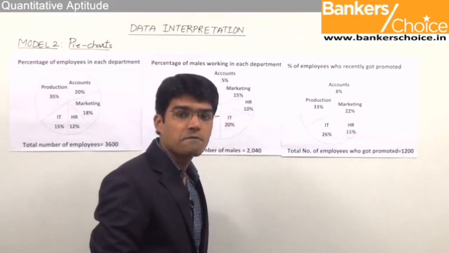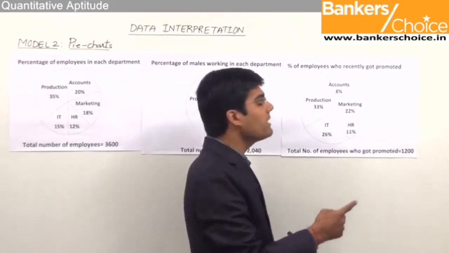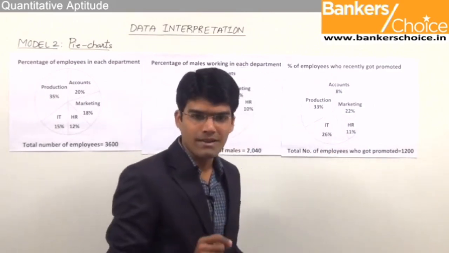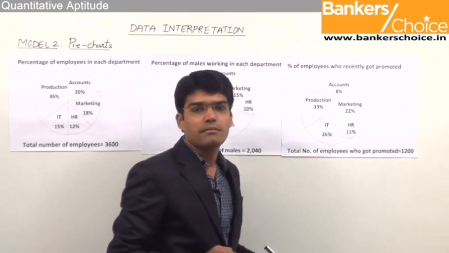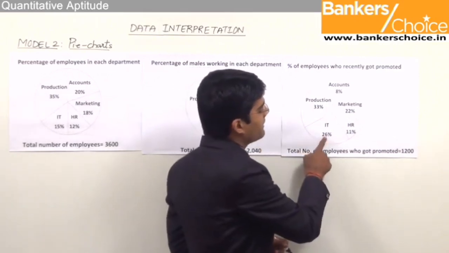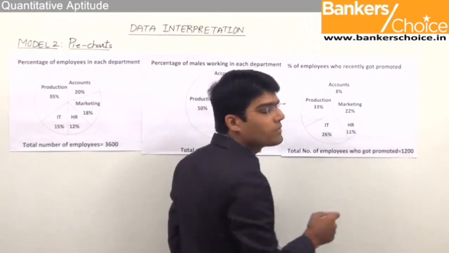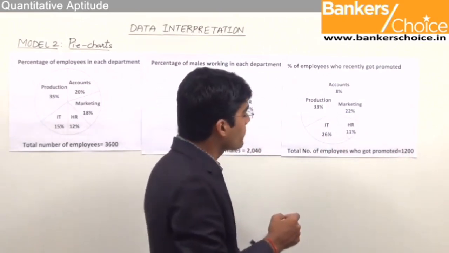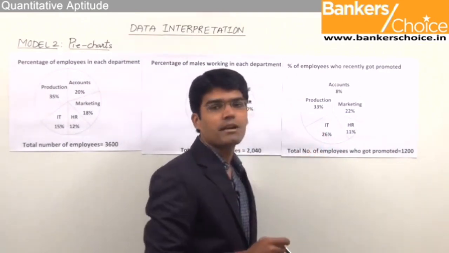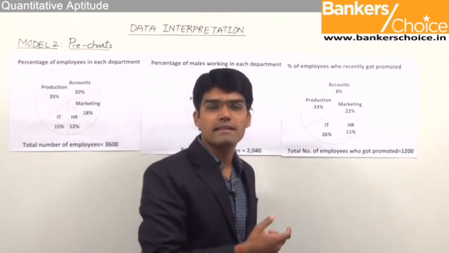So now if we have to find out the number of employees who got promoted in any particular department, we need to refer the third pie chart. For example, let's say how many employees got promoted in IT department. IT department's share here is 26%. So answer should be 26% of 1200. So 26% of 1200 gives us the number of employees who got promoted from IT department. Likewise, we have to find out the number of employees who got promoted from marketing department.